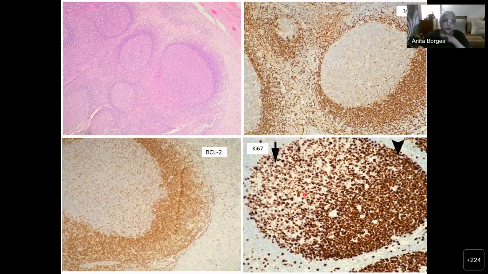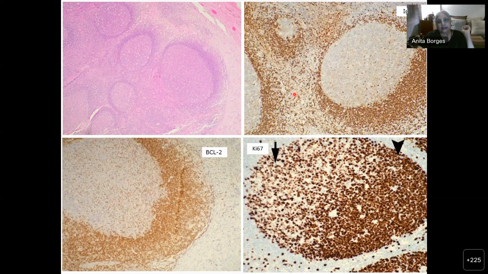Once again, here you can see the follicles. Sometimes we are used to thinking of the mantle being all around. No, the mantle can be like a crescent. Obviously, this is a reactive follicle. I just showed this to you because you can see that BCL2 is negative, except for the T cells inside that follicle, which are picking up BCL2 as little dots in the nuclei.